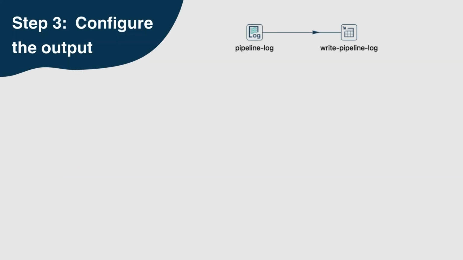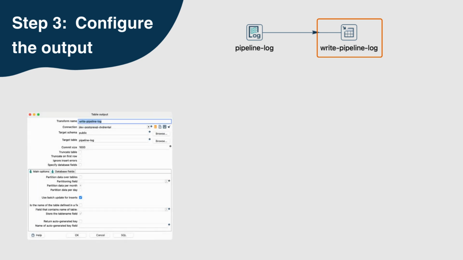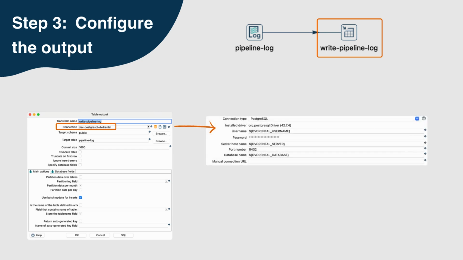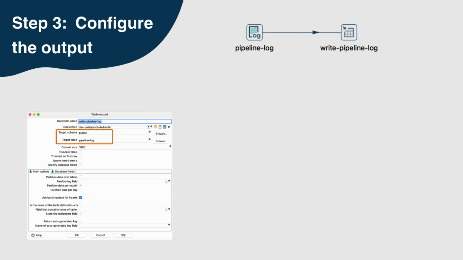First, remove the dummy transform and add a table output transform. Open the transform and set your values as in the following example. The database connection to which data will be written. The connection was configured by using an environment file that contains the variables, the name of the schema, and the name of the table to which data will be written.